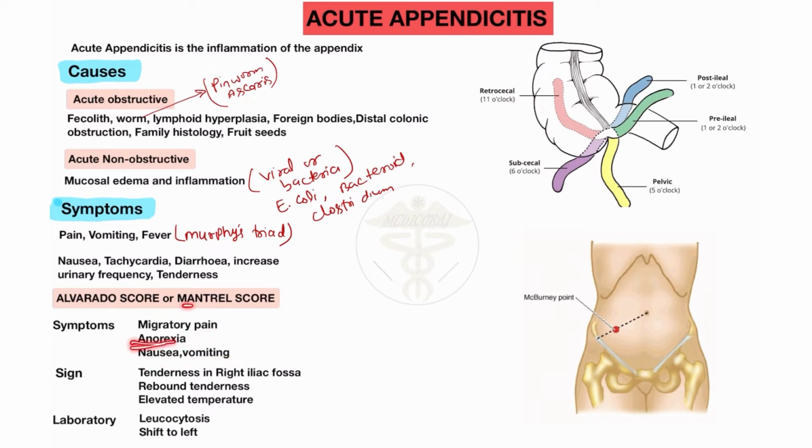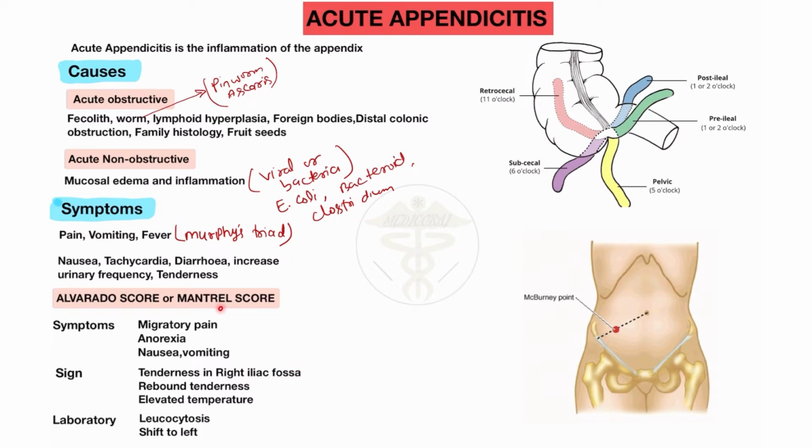A for anorexia, N for nausea and vomiting, T for tenderness in the right iliac fossa. There are 9 regions present in the abdominal cavity, and the pain appears in this area, which is called the right iliac fossa. So tenderness is when you press this area and there is pain. And also rebound tenderness, when you press in this area and then pain appears on release. So this is called rebound tenderness, which also occurs in acute appendicitis.